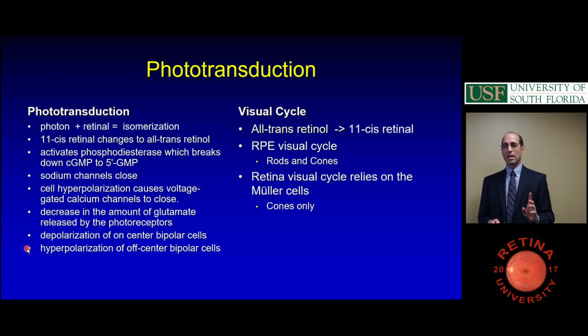And then the other thing that's interesting about the visual cycle is there's one visual cycle that's used by the rods, and that's the visual cycle that cycles through the RPE. So the RPE visual cycle, rods and cones both reset the retina. When the cis goes to the trans, it has to be reset to cis and pushed back up. And the rods and cones both use the RPE, but the cones can actually use the Mueller cells.